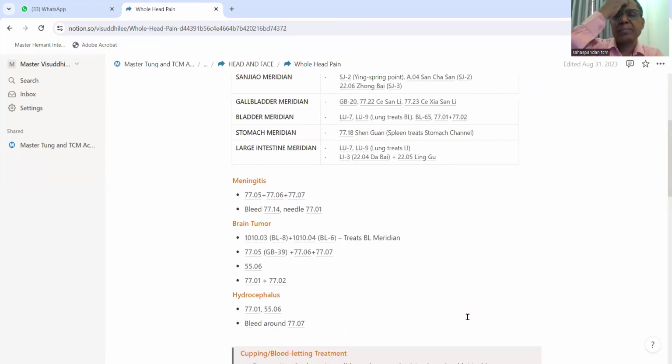If there is a headache because of meningitis, 77.05, 06, and 07. And bleed 77.14 and needle 77.01.